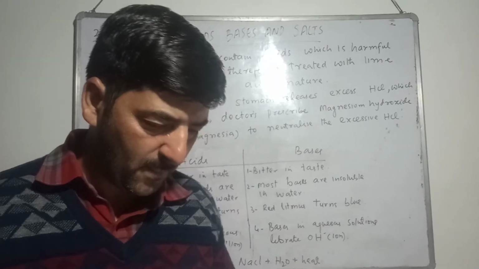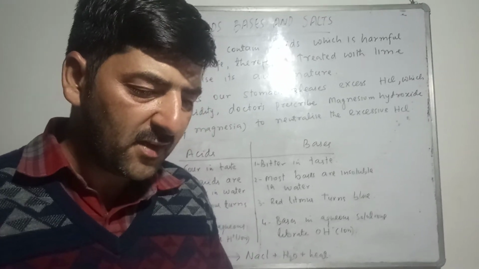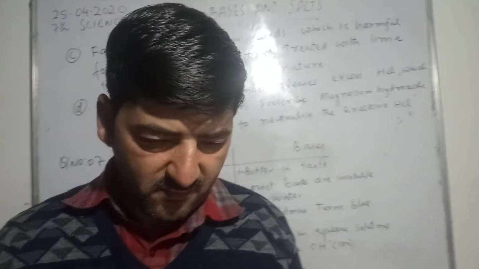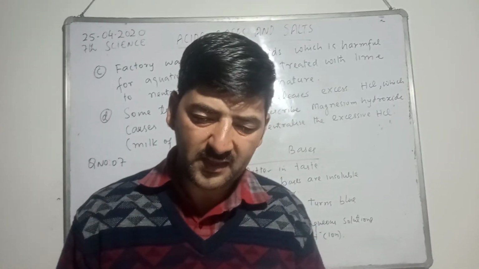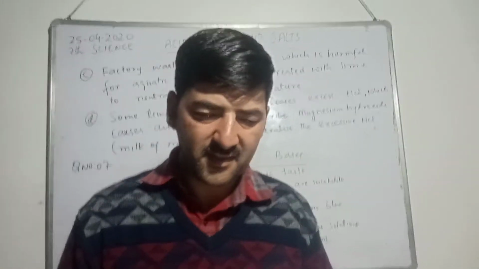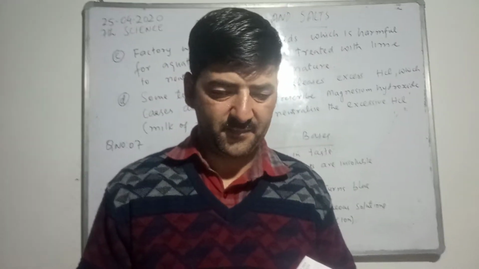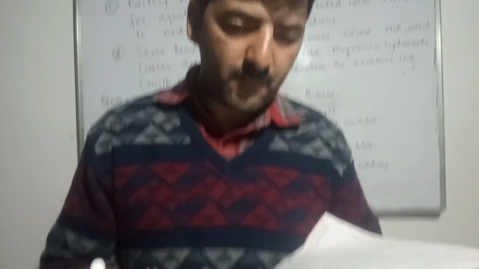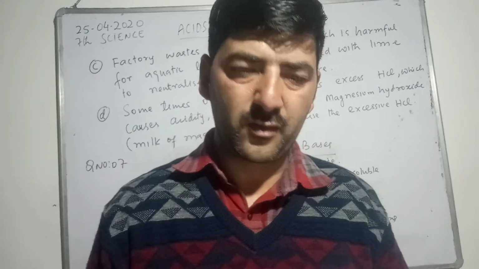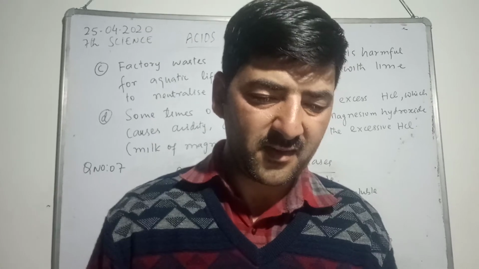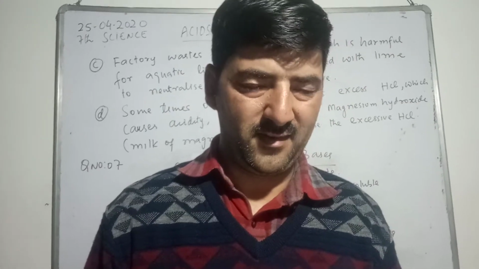Now the multiple choice questions. Question number 1 is name the acid which is present in the sting of ants. The options are acetic acid, formic acid, oxalic acid, tartaric acid. The right answer is formic acid. Question number 2 is blue litmus turns red in which solution? Options are acidic solution, basic solution, both acidic and basic solution, neutral solutions. Blue litmus turns red in acidic solution. Right answer is acidic solution.